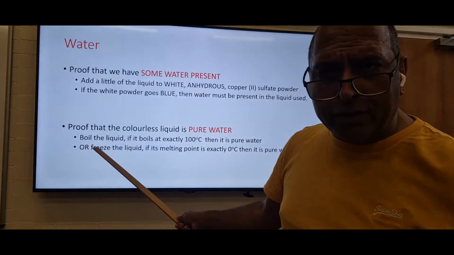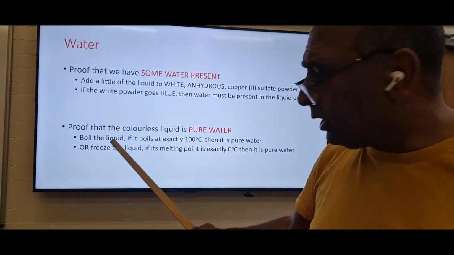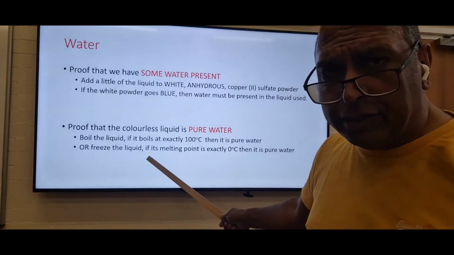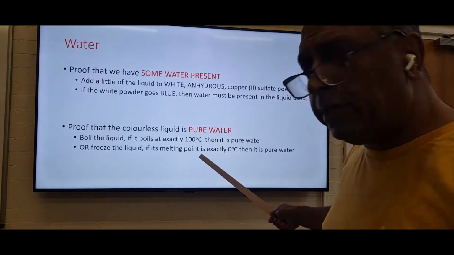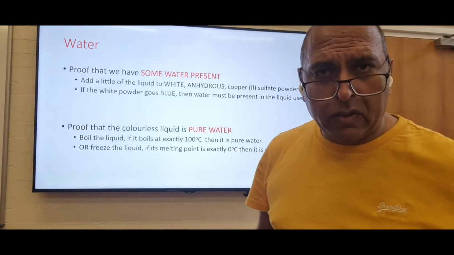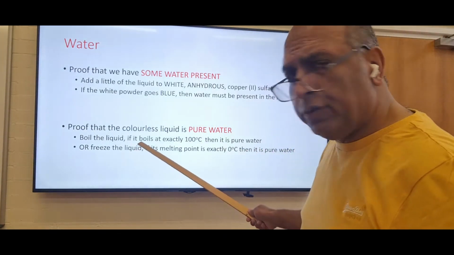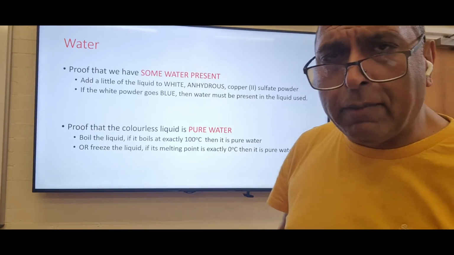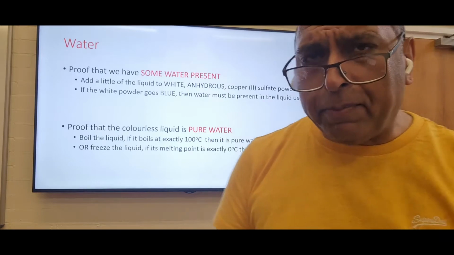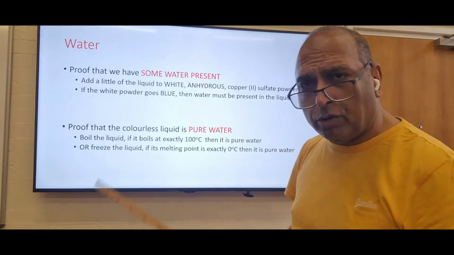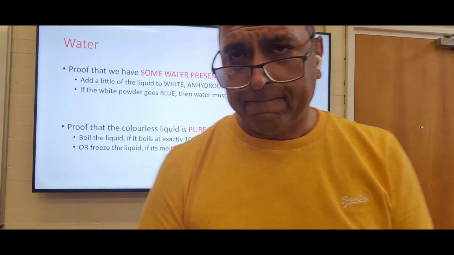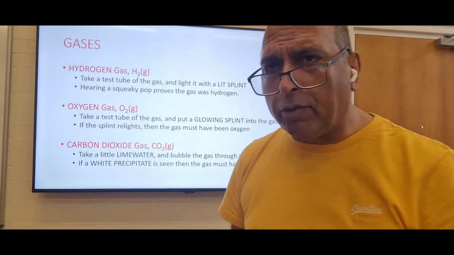An amended version of that boiling point of water is to use the melting point of water, or if you freeze the liquid and the liquid freezes at exactly 0 degrees Celsius, then it's water. So that line uses boiling points, the bottom line uses melting points. Either of those you can use, but most of the time my pupils write about the boiling point of water being 100 as the proof that it's water. Let's get on to some other things you need to prove.